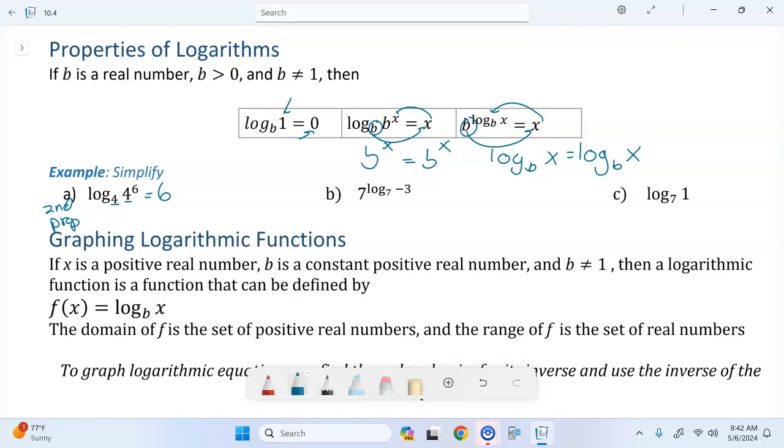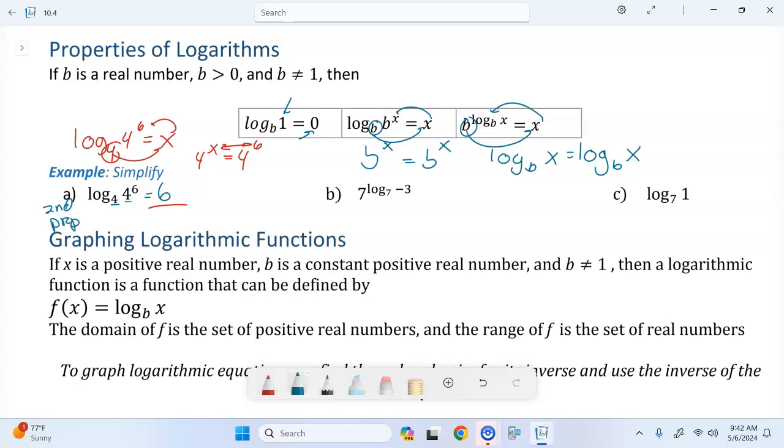If we wanted to work it out, we could just do a conversion. Write it as an equation, and then we solve. 4 to the x power has to equal 4 to the 6. We see the uniqueness. It evaluates to 6.